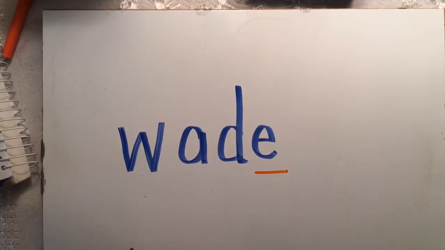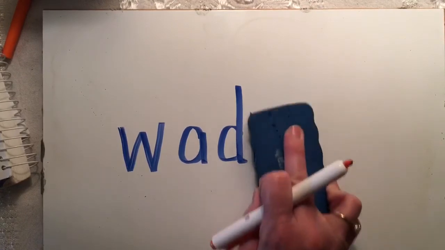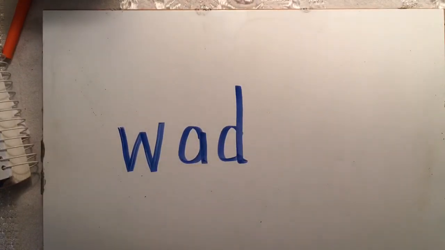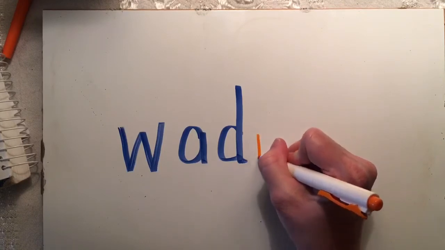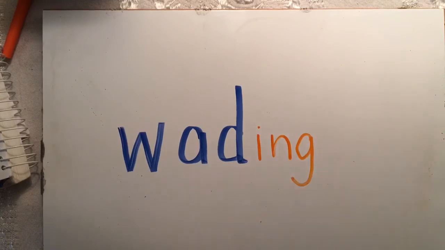But I want to change my frosting in Wade to the ing ending that we've been practicing. So I erase my E or cross it out, and I'm going to add the ing. Now I'm going to blend it together. I remember that my word was Wade, and now I'm going to blend it with the ing. Wading. Wading in a pool of water.